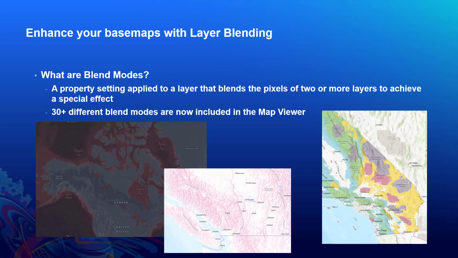In this next section, I will go over a new tool offered in the map viewer that allows you even more creative control over the appearance of basemap layers in your map. Layer blending is a new property applied to a layer that blends the pixels of two or more layers together to achieve a special effect. There are over 30 different blend modes included in the map viewer, allowing users to explore any number of new color and texture combinations.